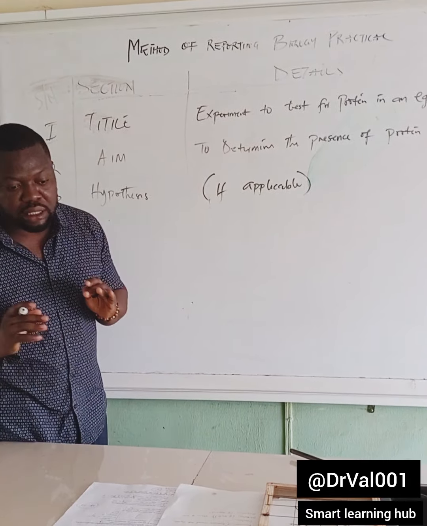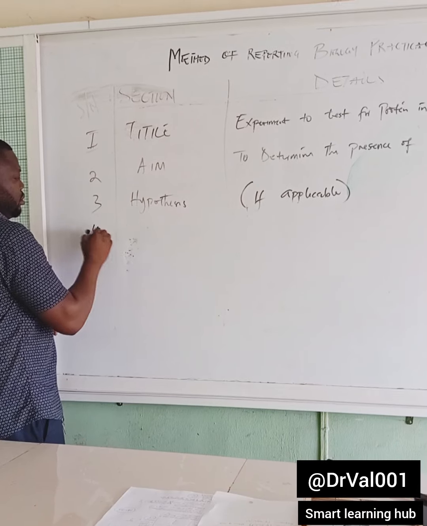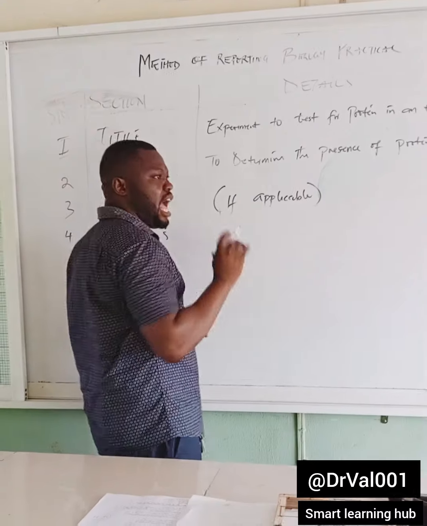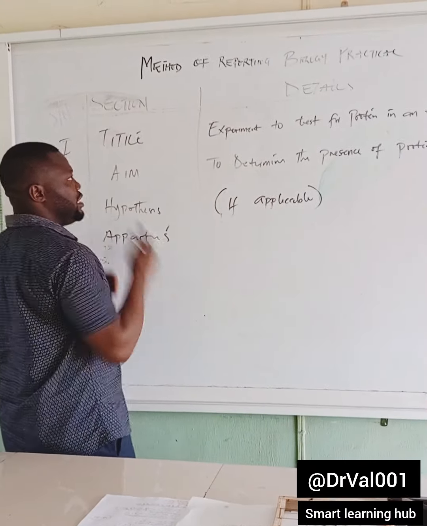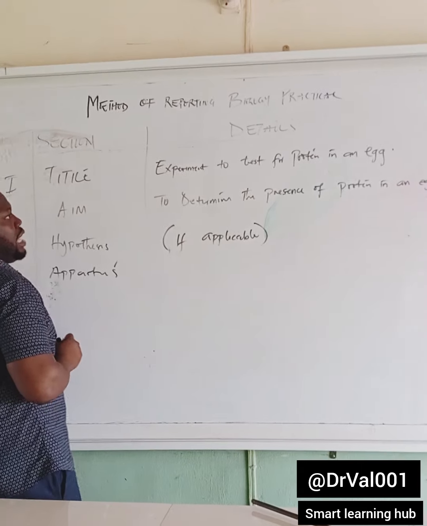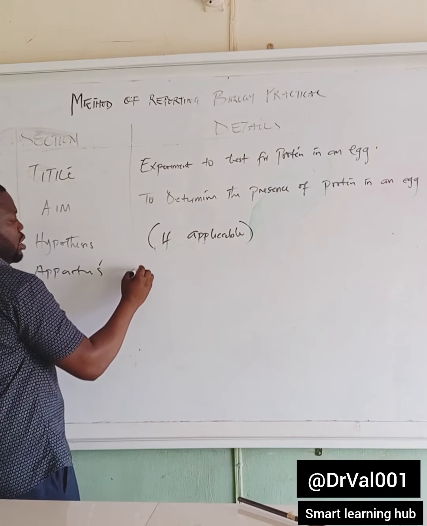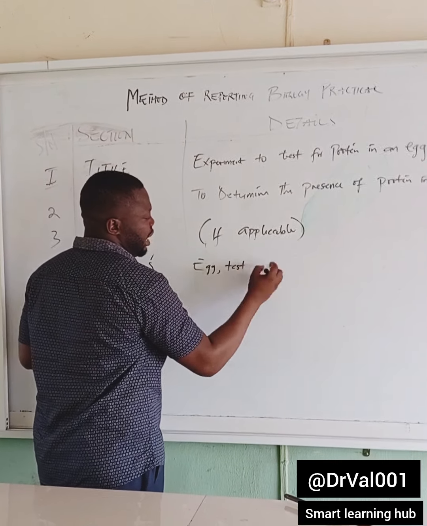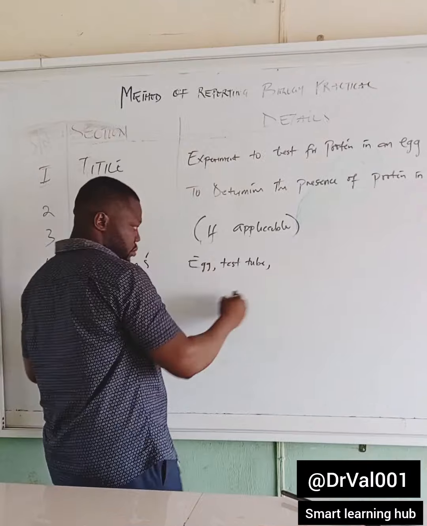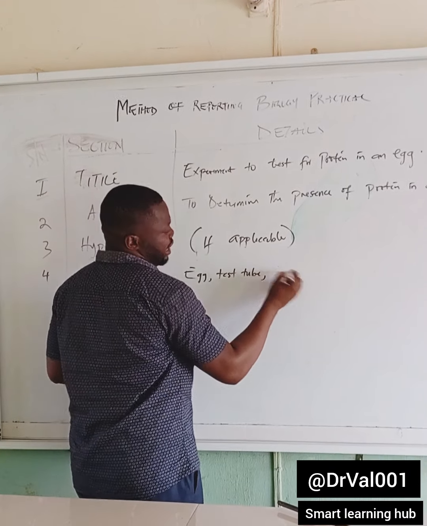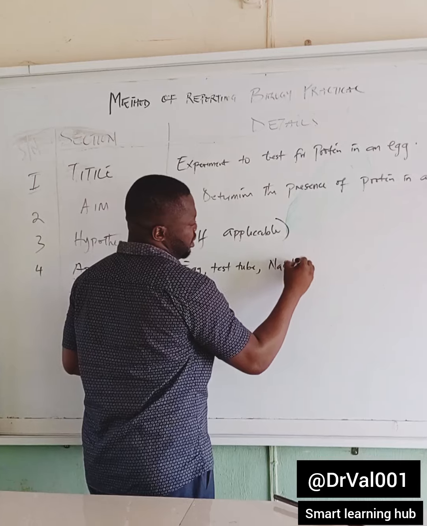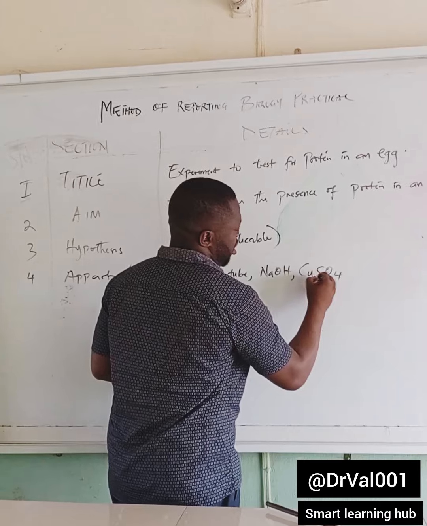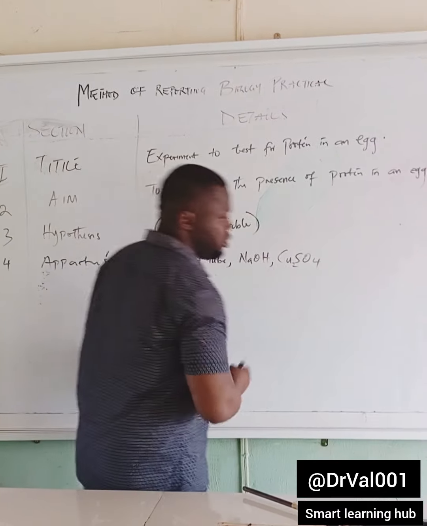The fourth one is what? The apparatus. You start mentioning the apparatus that are needed for this. For instance, we are using egg. So what is the apparatus? First is the egg. The test tube. We added sodium hydroxide, NaOH, copper II sulfate, and many of the things we use.